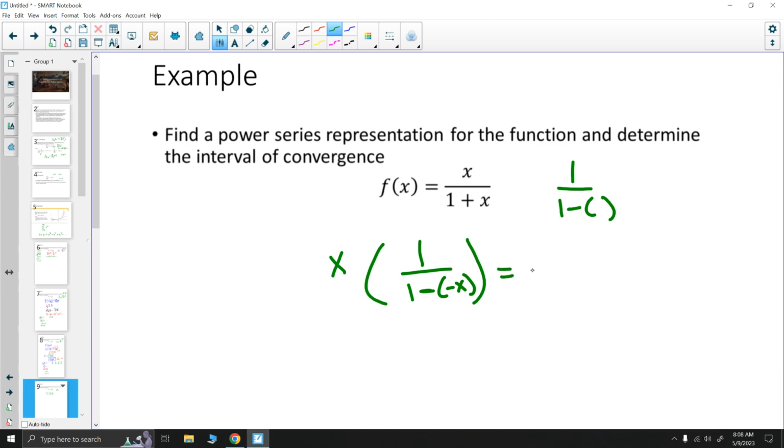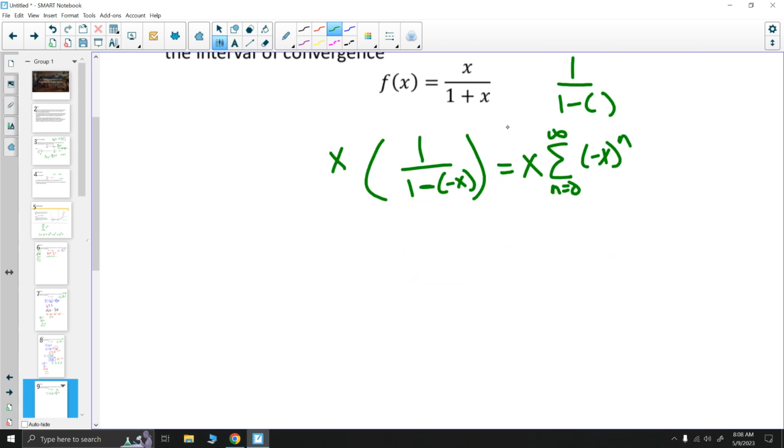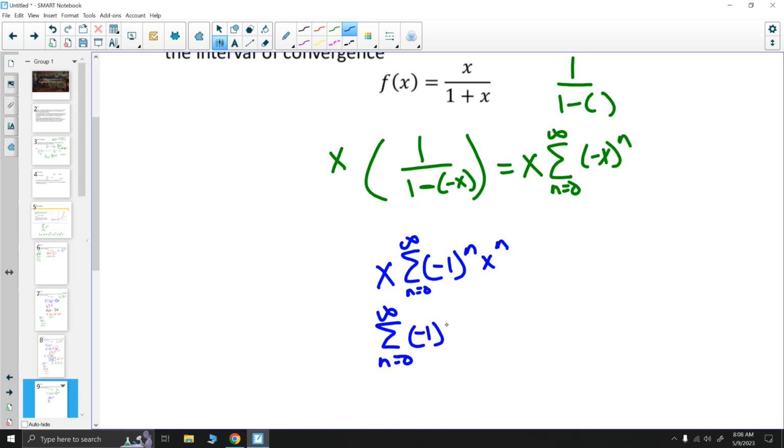All right, so that means that this is going to be x times the sum n equals 0 to infinity of negative x to the n. So this is an alternating series. So that is x times the sum of negative 1 to the n times x to the n, n equals 0 to infinity. Okay, now we can put this x into that. That would be the sum n equals 0 to infinity of negative 1 to the n x to the n plus 1, because x times x to the n is x to the n plus 1. So this is our power series.